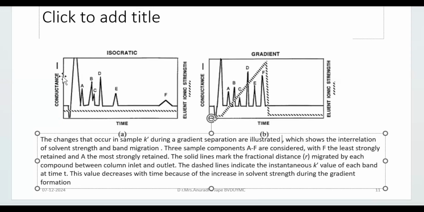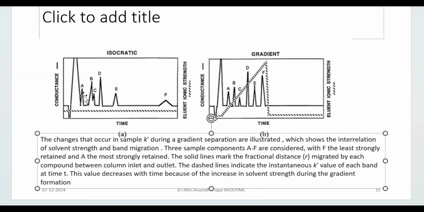So if you see the isocratic separation mode, the first, longest peak is always that of the solvent that is used, the basic solvent, and these small peaks are that of the analytes which are present in the solvent system and are appearing after a particular period of time, right? So you have A to F analytes. F is last appearing and first appearing is A.